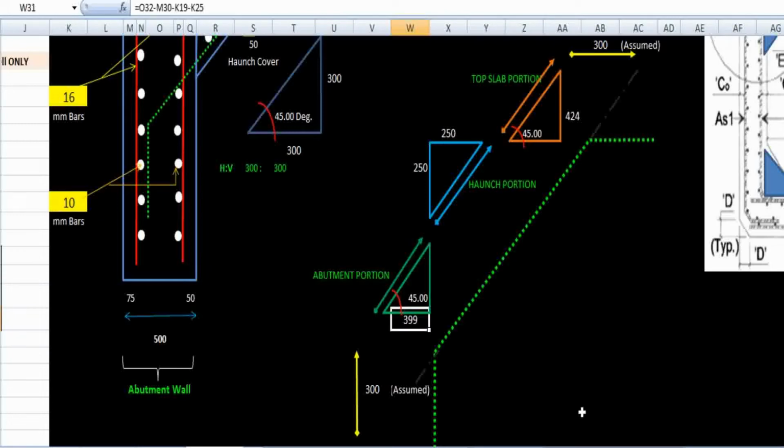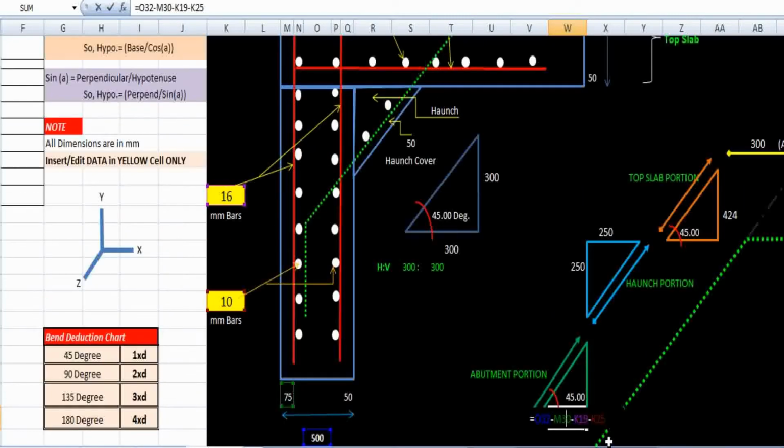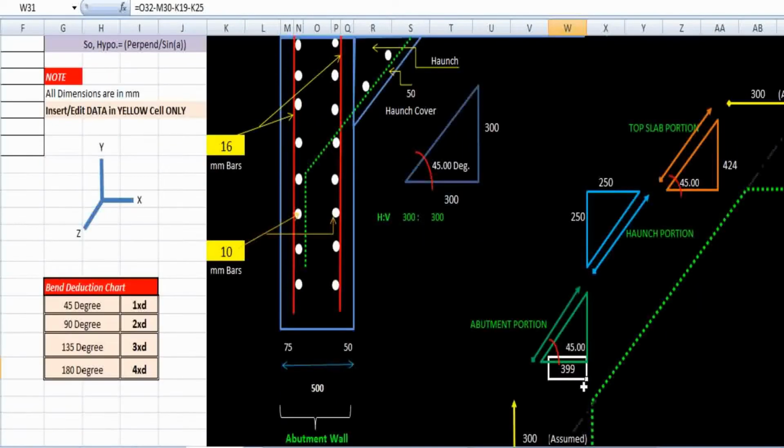this formula. So the formula is mainly: from 500 we have to deduct the 75 millimeter cover, then deduct the 16 millimeter river dia, then deduct the 25 and 10 mm dia. Okay, then we have the dimension of 399 millimeter, and we have the angle of 45 degrees as we mentioned here. The same angle is prevailing also here.